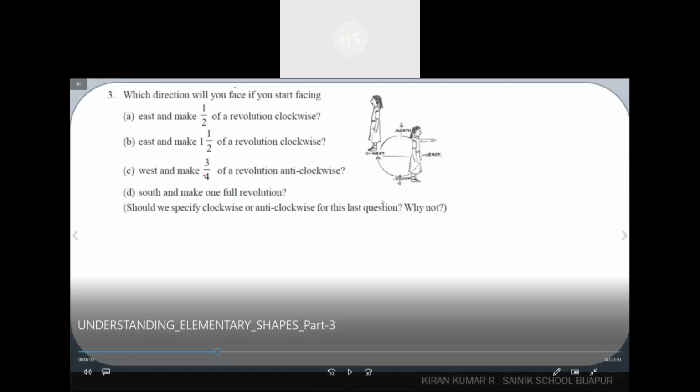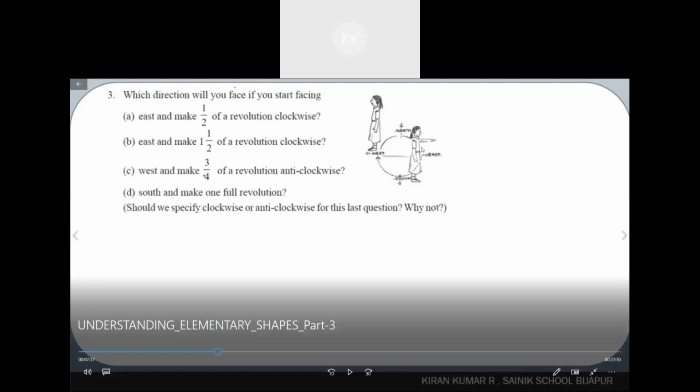This concept I had told in part 1. These are the directions: north, south, east and west. The meaning of clockwise is towards the right: north, east, south, west, like this. It goes right. Anti-clockwise means north, west, south, east. It goes left, sir.